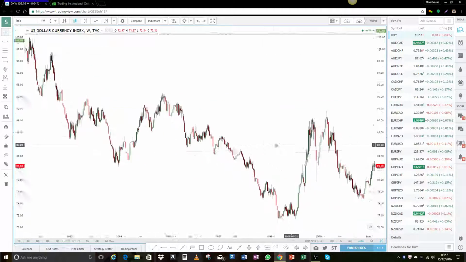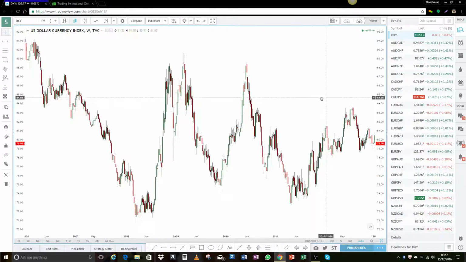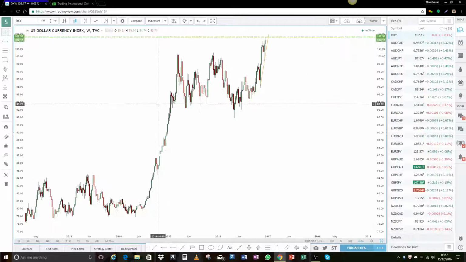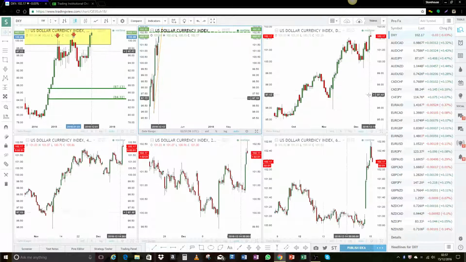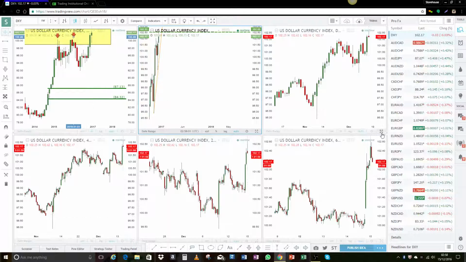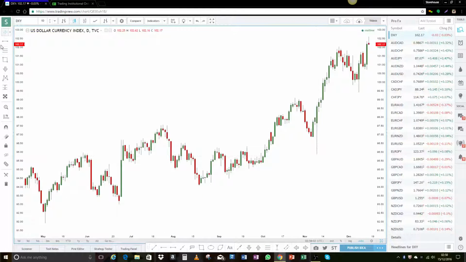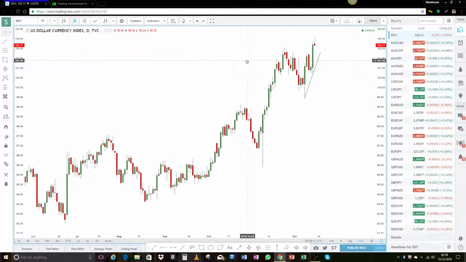And we're looking at the US dollar because it will affect the majors, in particular like the euro, the pound, the Aussie. So keep that in mind. Now in terms of the daily chart, obviously as well, again you'll see the momentum is up, the trend is up, everything is looking good because of the value that the Federal Reserve has put into the US dollar.